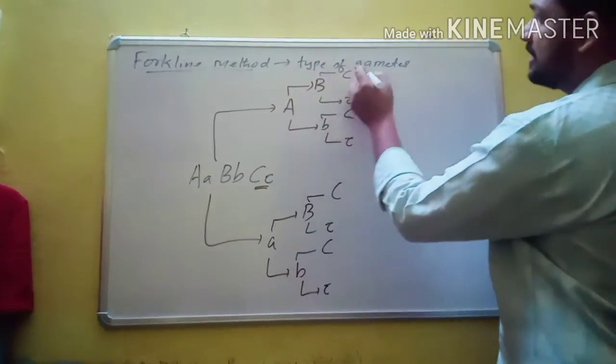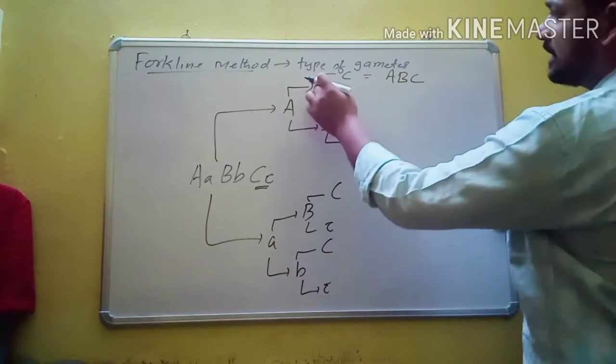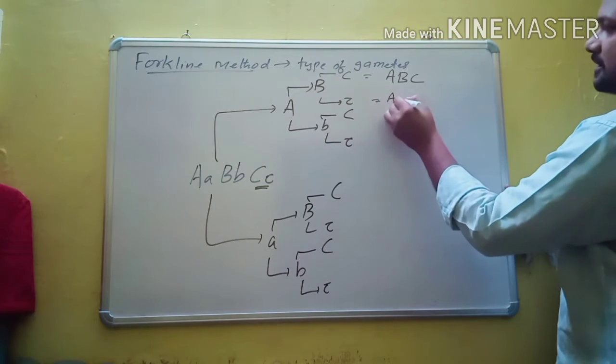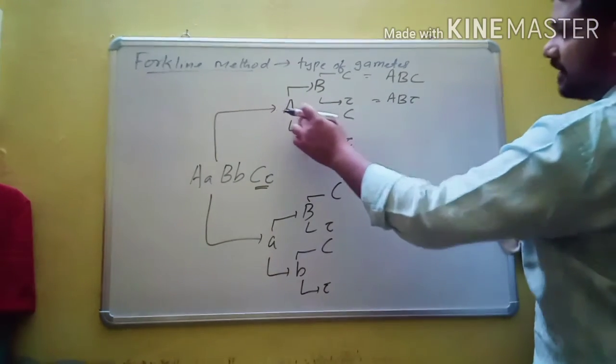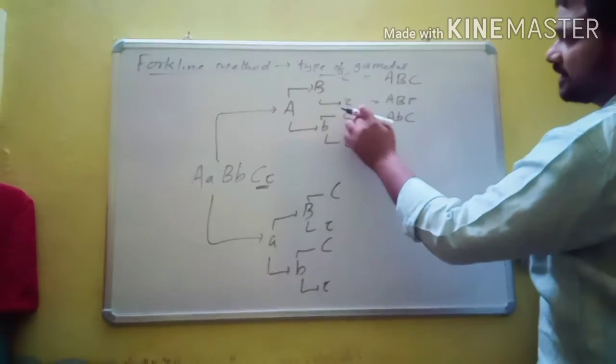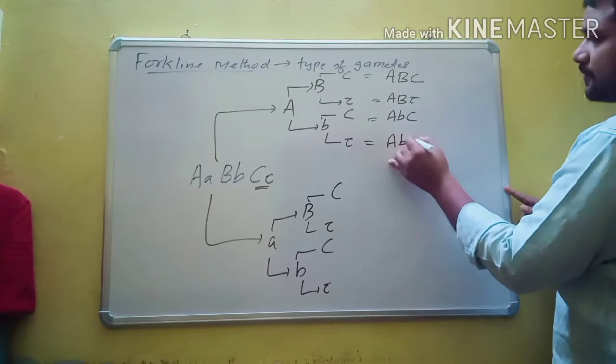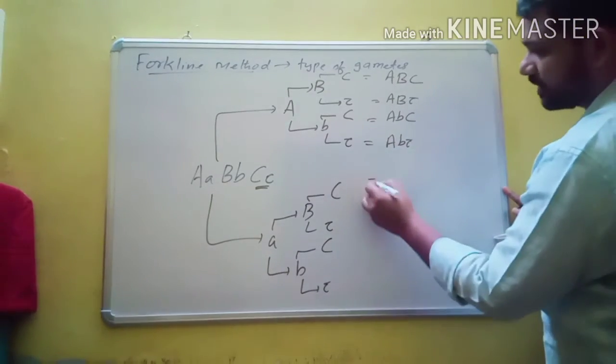So these three are one gamete: capital A, capital B, capital C. Again capital A, capital B, small c. Then capital A, small b, capital C. Then capital A, small b, small c. So 4 gametes here.